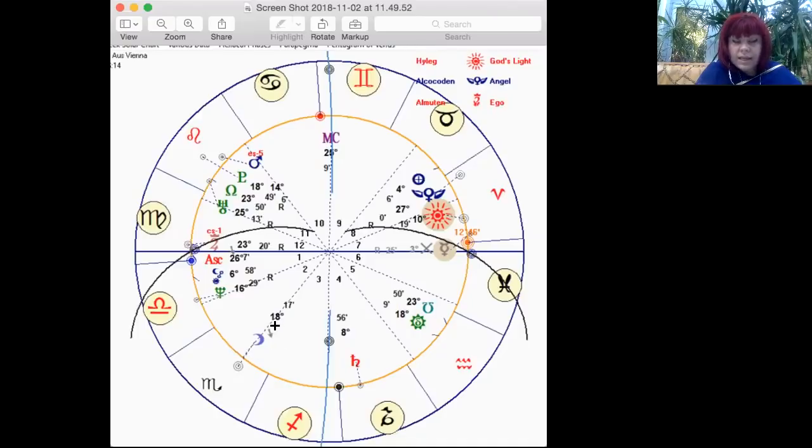The moon is making an applying sextile to Jupiter, and Jupiter is one of the rulers of the 7th house. So certainly this is a sign that the person will get married. The more the moon approaches in time, at one point it reaches sextile with Jupiter. So yes, the person will get married.